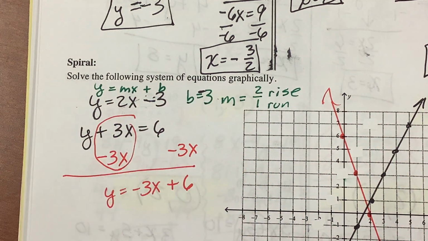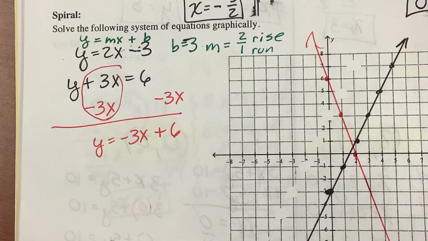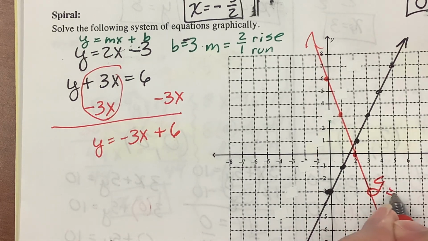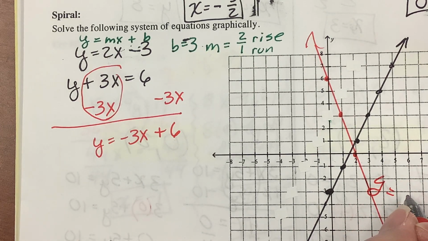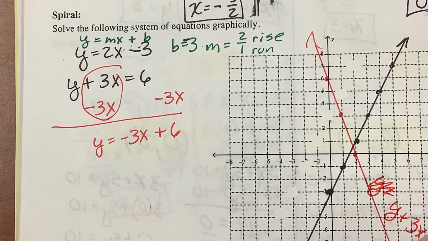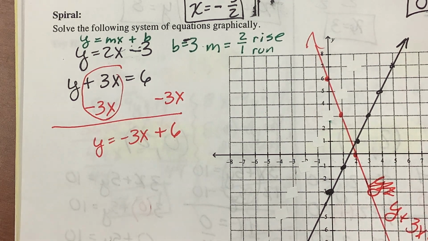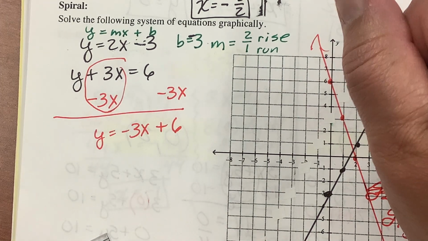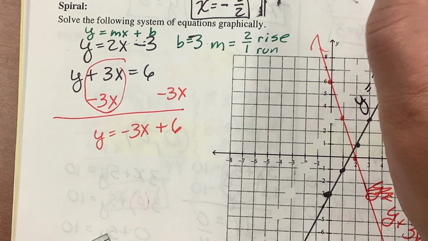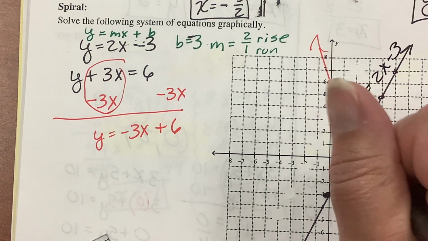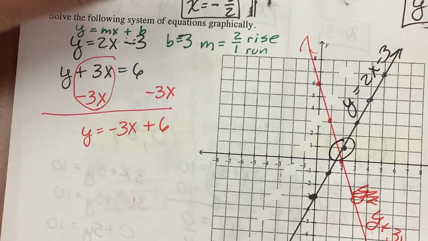And maybe they just don't have a nice answer. Here we go. y plus 3x equals 6. And y equals 2x minus 3. They have an answer, but it's in the middle of the box, so we're not going to use that.